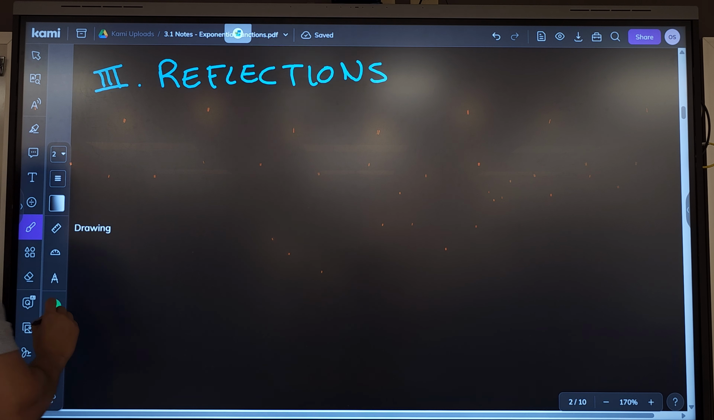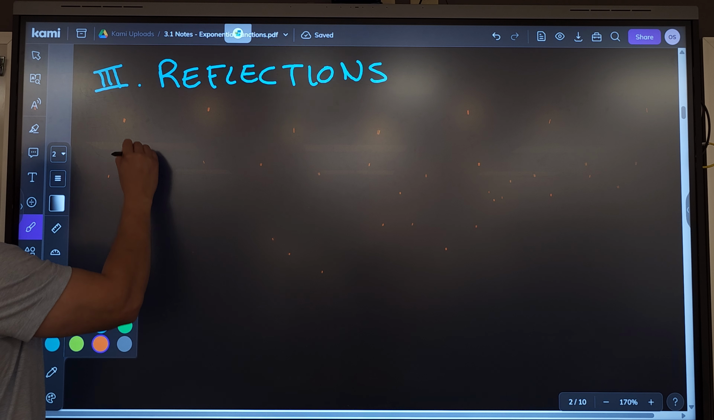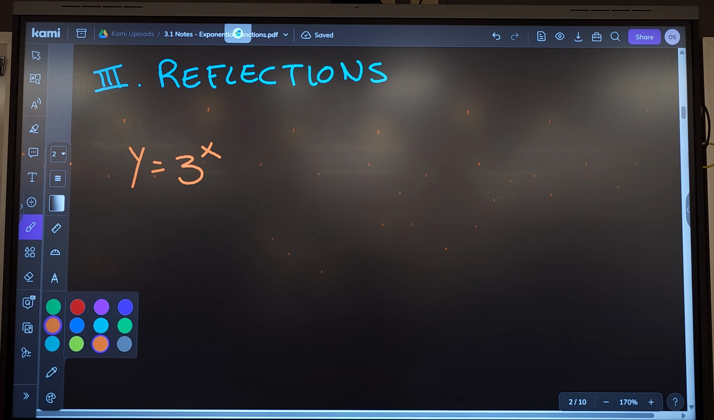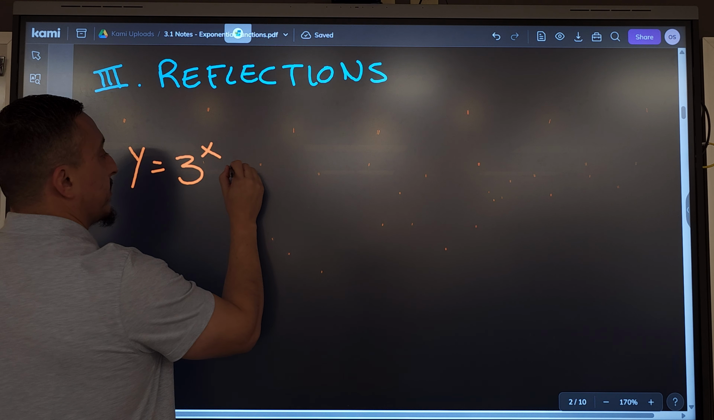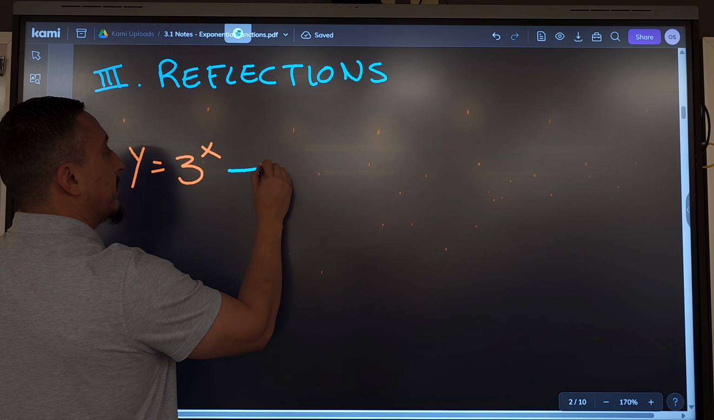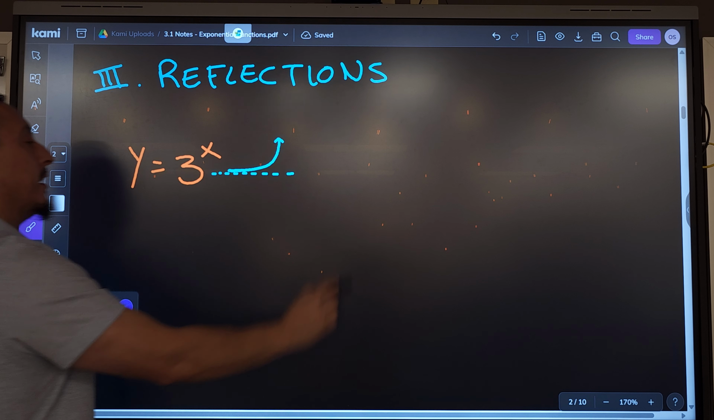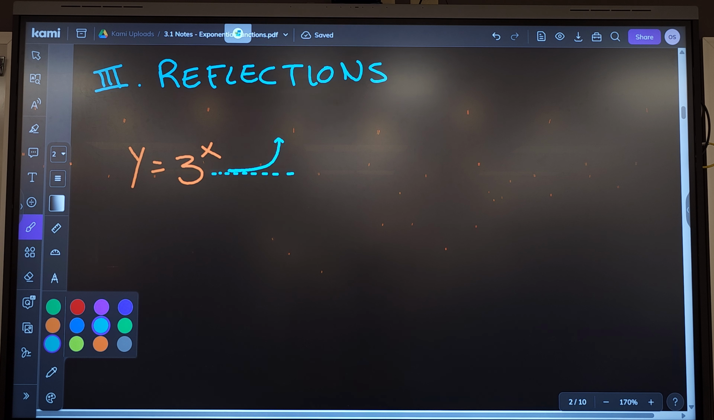Let me show you what I mean by that. Let's say you had y equals 3 to the x, right? The b is 3, that's greater than 1, so that's a growth. So I know this will look like this. Start off with a little bit, you end up with a lot, okay? And you're always going to have a horizontal asymptote.